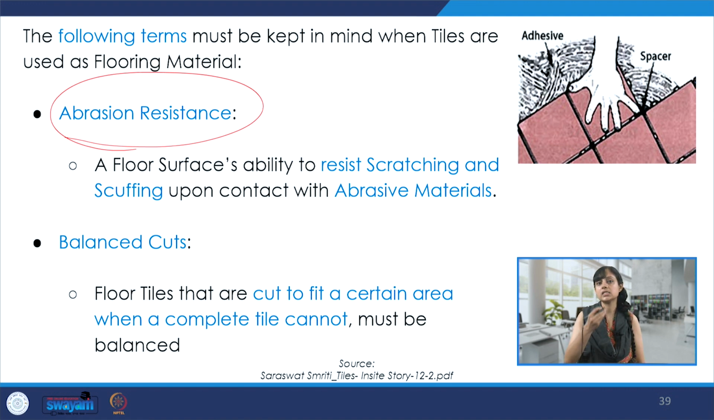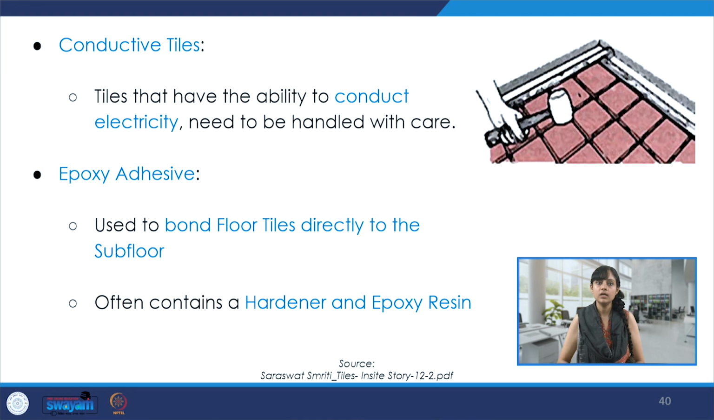Then what are balanced cuts? These are floor tiles that are cut to fit a certain area when a complete tile cannot be put there. So we have to balance those cuts and try to put the tiles in a way that a kind of balance can be achieved. Then there are conductive tiles. These are tiles that have the ability to conduct electricity, so they have to be handled with care, and we have to understand what kinds of tiles those are.